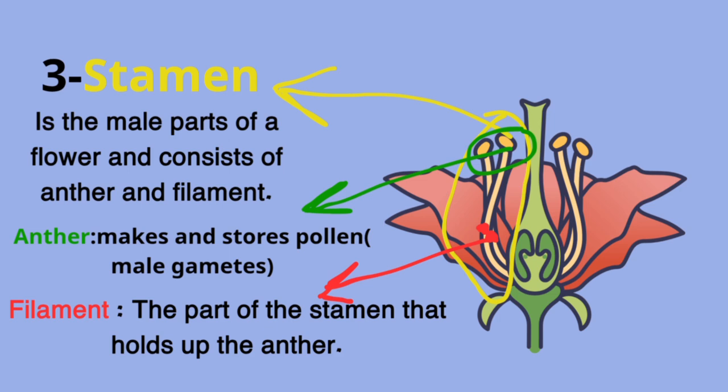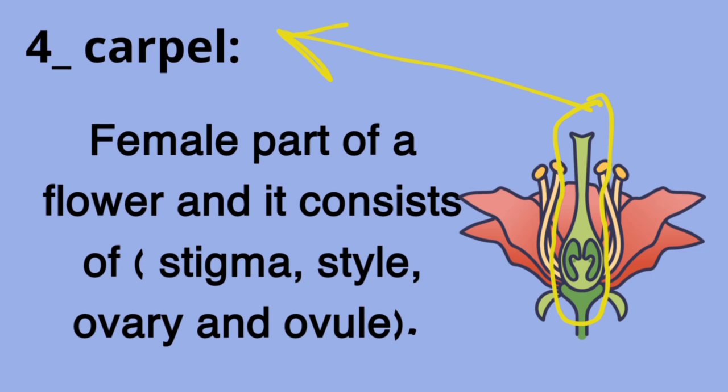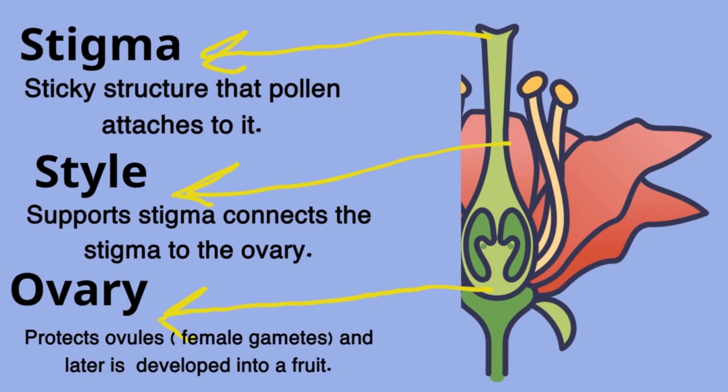Now, let's talk about the female part. The female part or organs of the flower is called carpel. Carpel is the female part of the flower. It consists of 3 parts or more: stigma, style, ovary, and there are ovules inside the ovary. So first, let's talk about the first part, which is stigma. Stigma is a sticky structure, so the pollen from the male will attach to it.